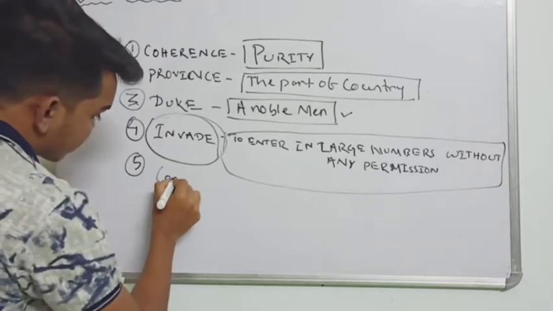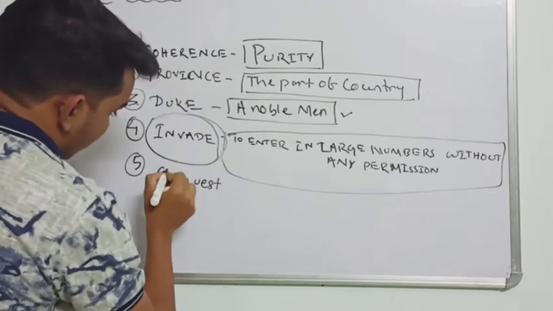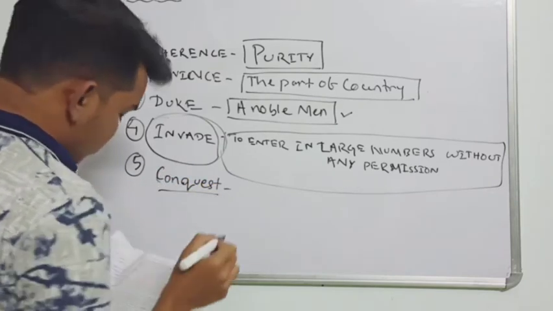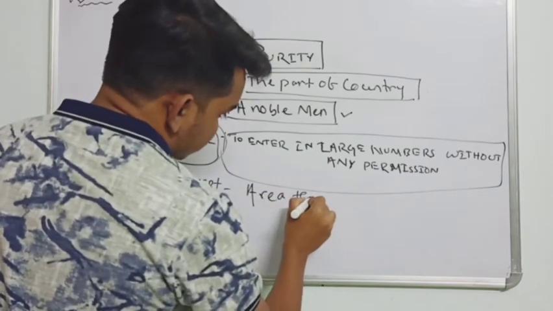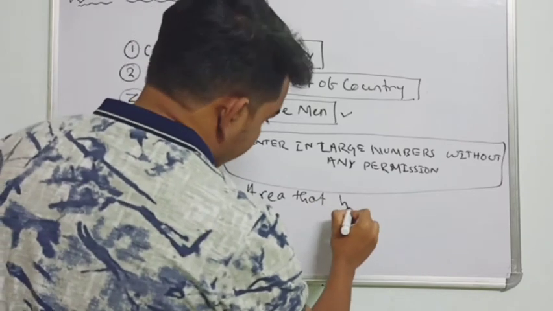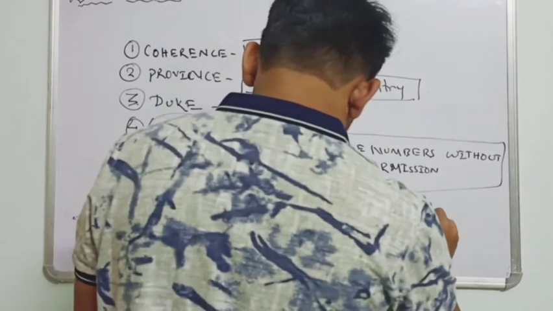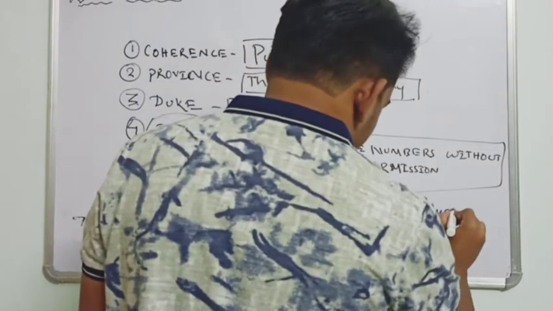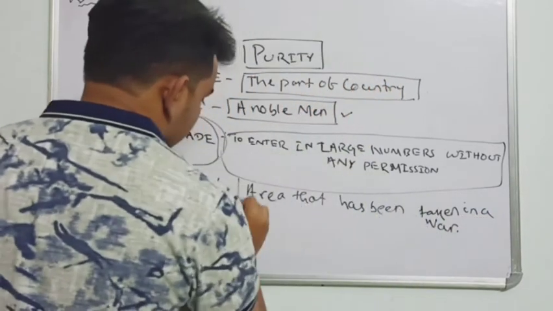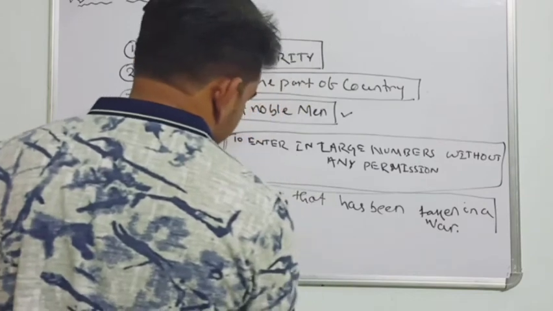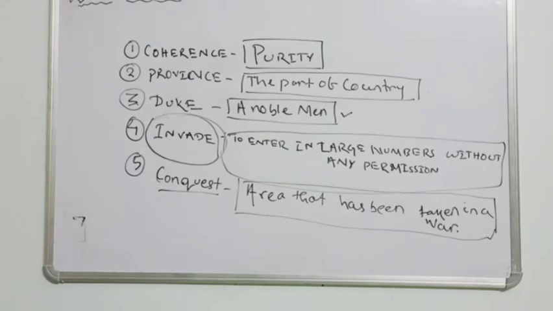Conquest. See this word. Conquest means an area that has been taken in a war. Okay, here you see, and here are the five words. Take a screenshot of this, please.